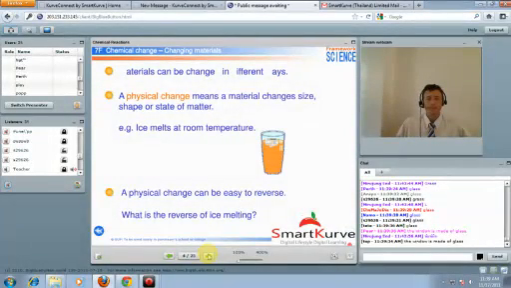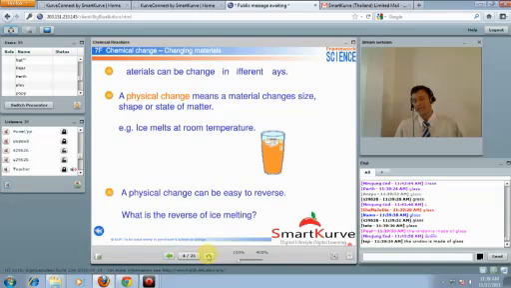Slide 3. We're missing some letters on that slide. Materials can be changed in different ways. A physical change means a material changes size, shape, or state of matter. For example, ice melts at room temperature. Good. Let's look at that ice.